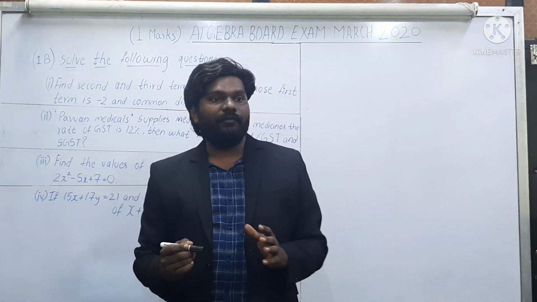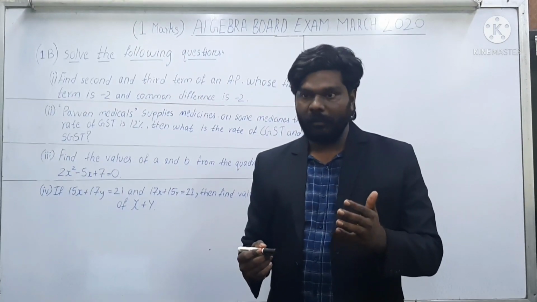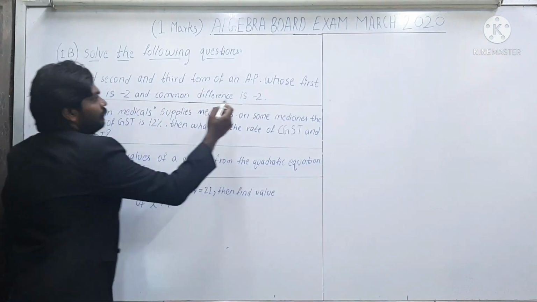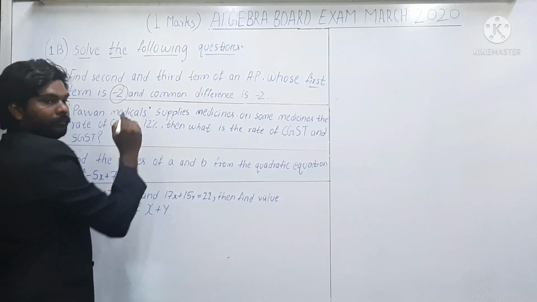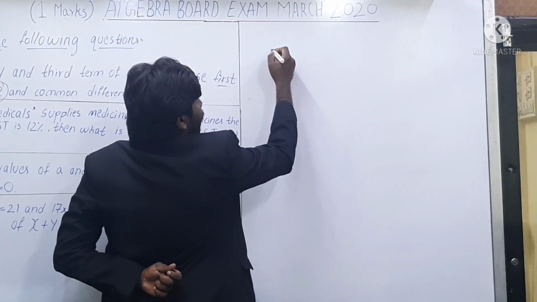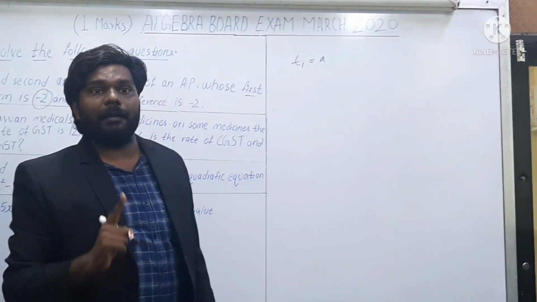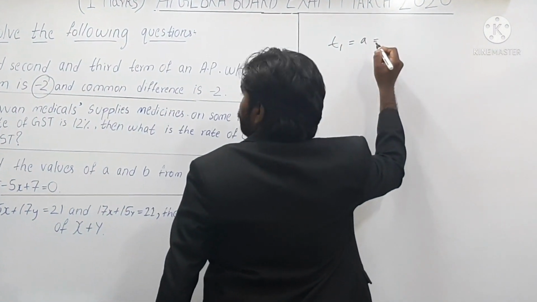So I need to find the second term, that means T2 and T3. They are given -2. I know the first term is -2. Now this is my T1, and that is equal to A, because the first term is always denoted by A. A means first term, and that is equal to -2.